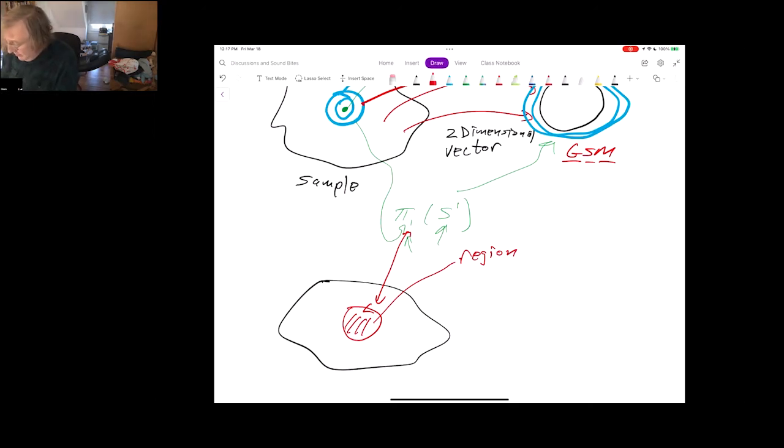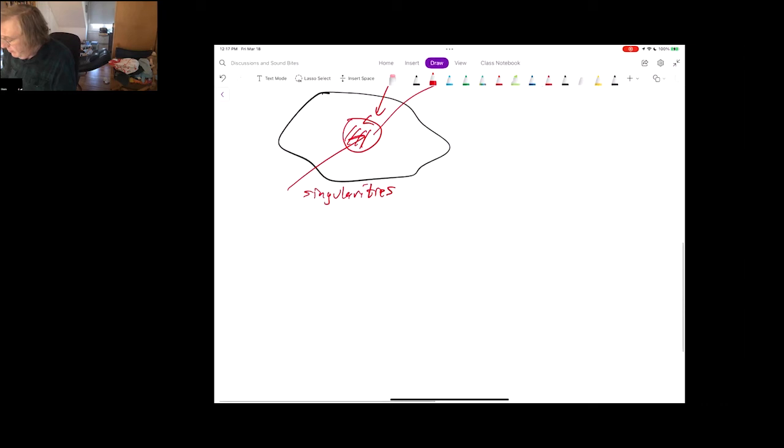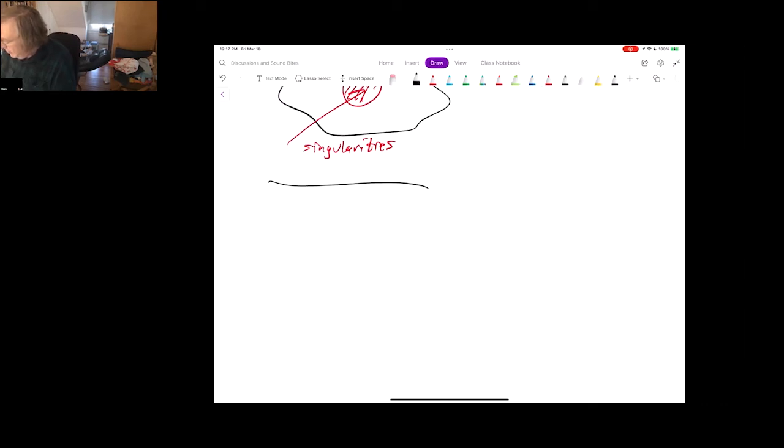You have a map from, here's your sample. And here I'm going to draw the circle. So this would be a vector field, right? This is a two-dimensional vector field. And you have a map from every point in the sample to some element of S1. All right, and we call this the ground state manifold, because those are all the different ground states that you could possibly have. And if it's all smooth, then you don't have a problem.